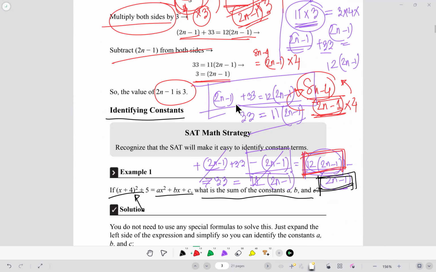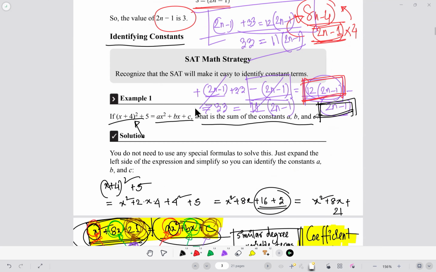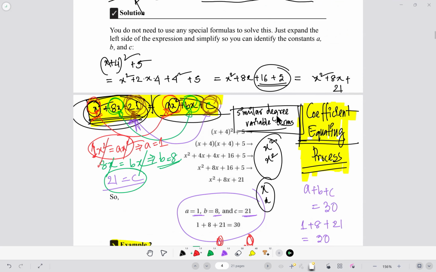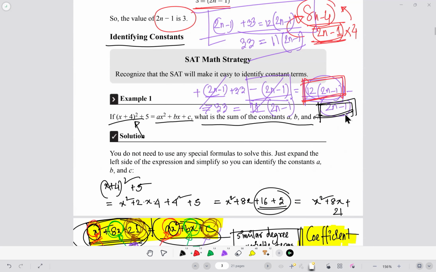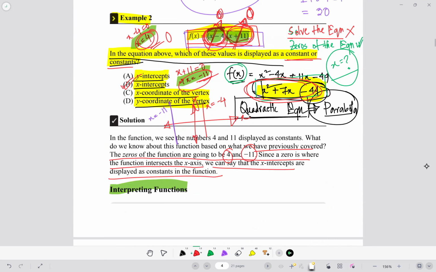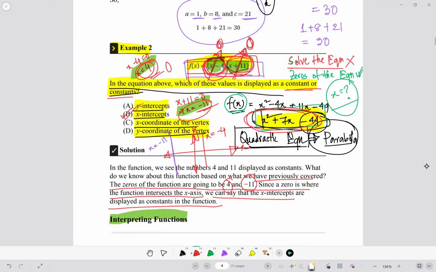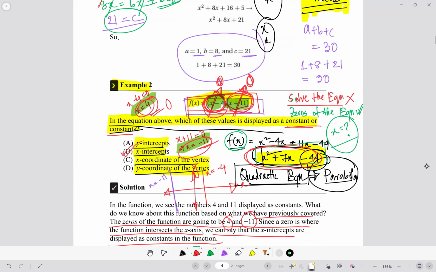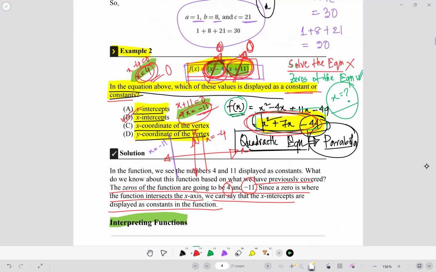I was mistaken there. So, identifying constants, and then you just need to do the coefficient equating process. We have done that. We have also done an amazing problem in example number two, because we cannot solve this equation, as that would take a lot of time. Solving the equation is not a good idea. Finding the zeros of the equation is a good idea, but not that, because that is too time-consuming.